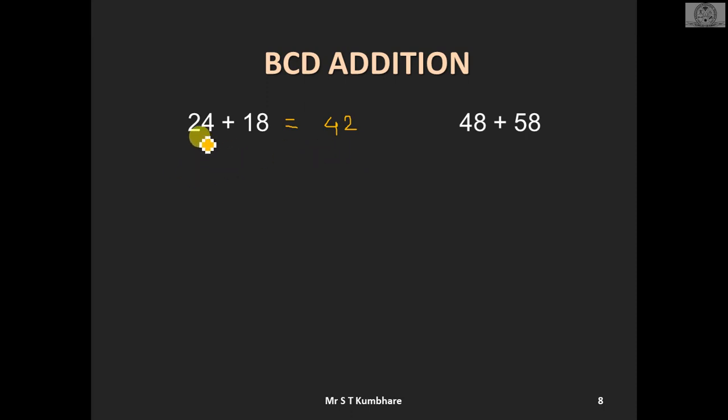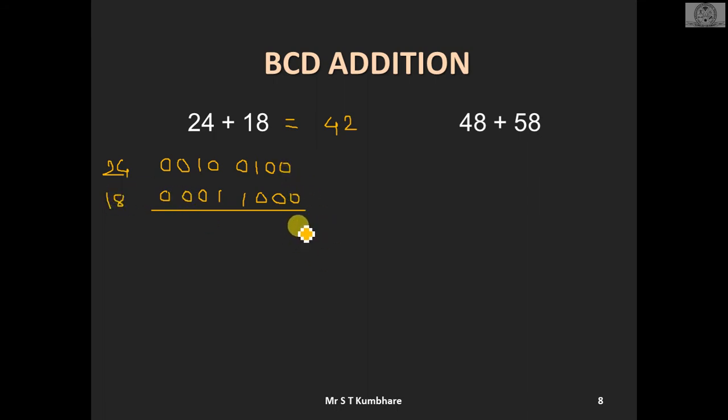Now how to do it in BCD? So 24 can be represented with packed BCD. So 2 is represented with 0010. And 4 is represented with 0100. Similarly, we have to represent 18. 1 can be represented with 0001, and 8 can be represented with 1000. Now we can do the addition. So this is for 24 and this is for 18.